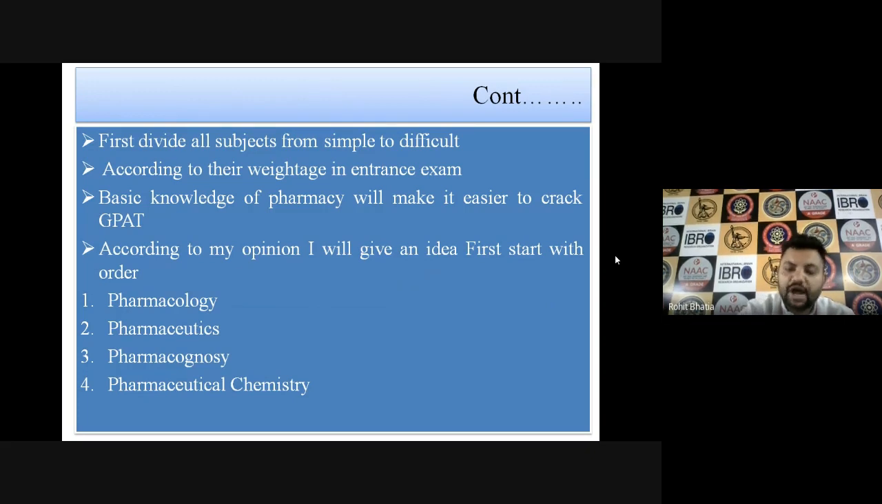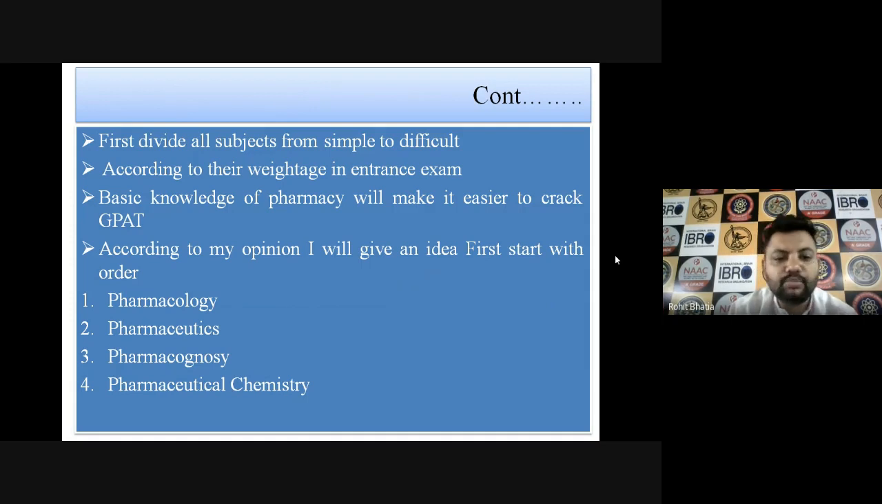So how to start? Firstly divide all subjects from simple to difficult according to their weightage in the entrance exam. Basic knowledge of pharmacy will make it easier to crack GPAT. If I talk about the GPAT exam, there is nothing from outside. If you have good conceptual knowledge of all the subjects you have studied from first semester to 8th semester, you are definitely able to qualify the GPAT exam, because nothing is asked beyond the syllabus, nothing is asked beyond your level. Only the subjects you have studied from first semester to the 8th semester are focused.